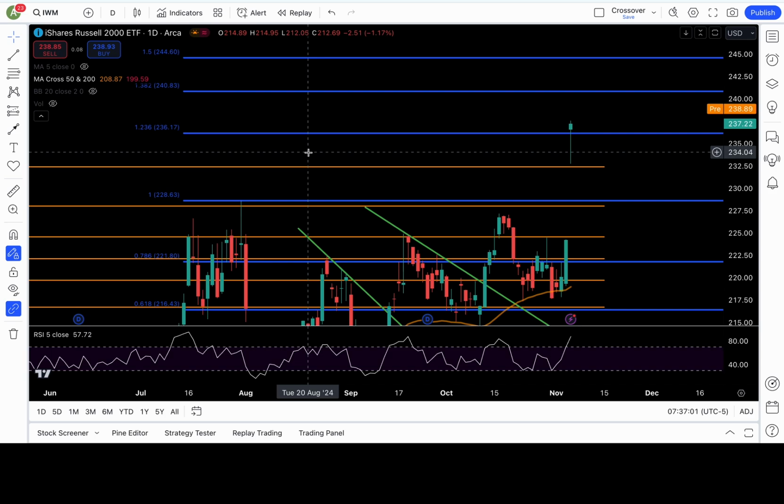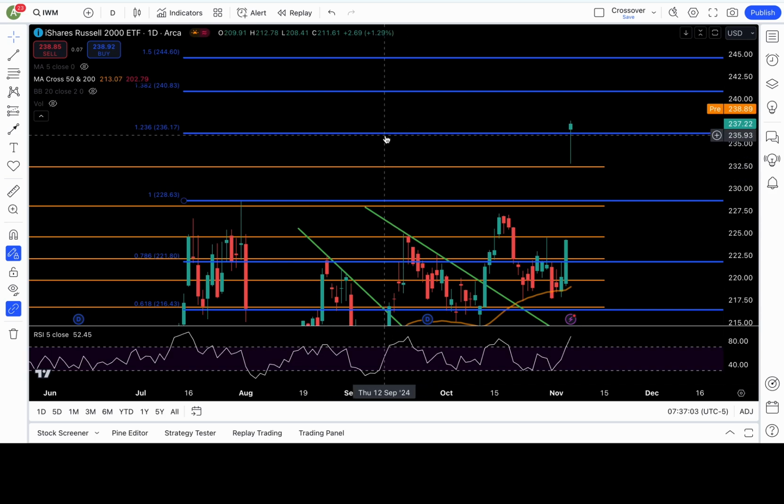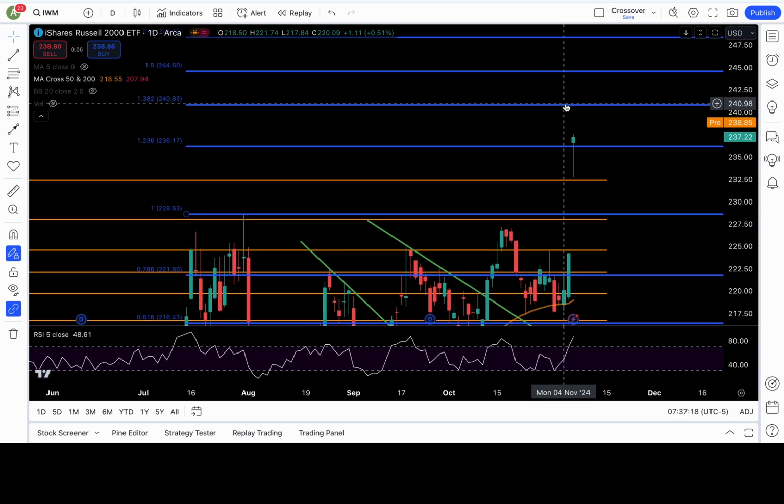IWM, beautiful. We close above that fib level at 236. So as long as above it, I would stay bullish. Next resistance level I have is at 239 and 240.8. So 239, 240.8 clears. Don't argue with the price action.